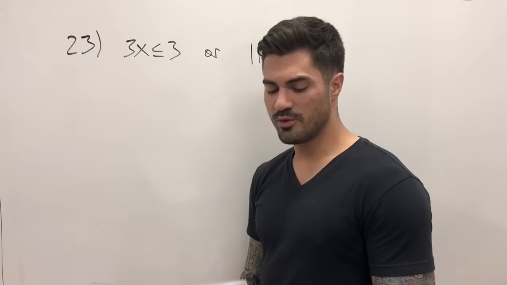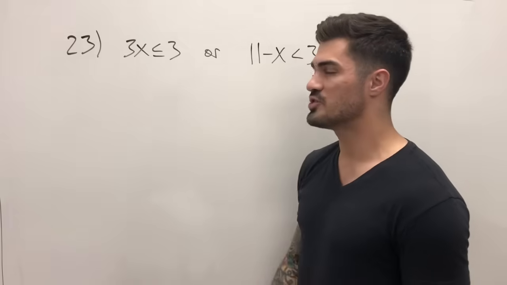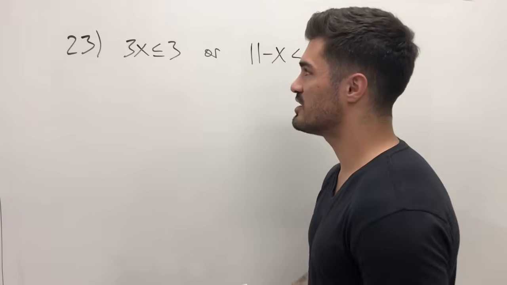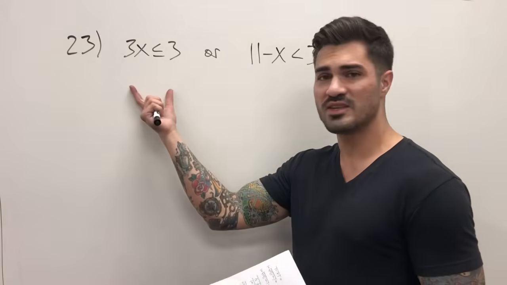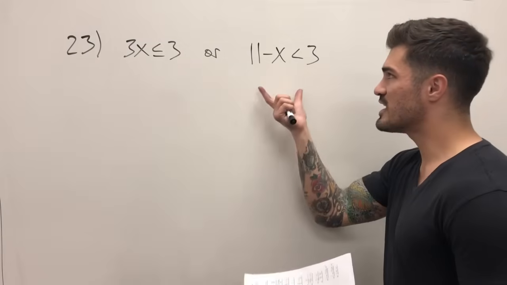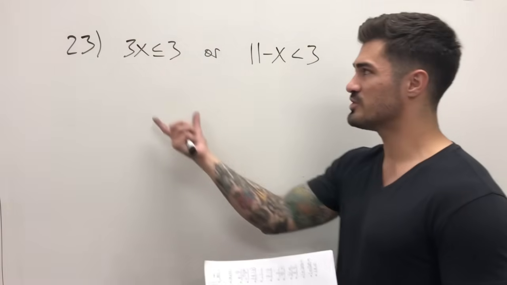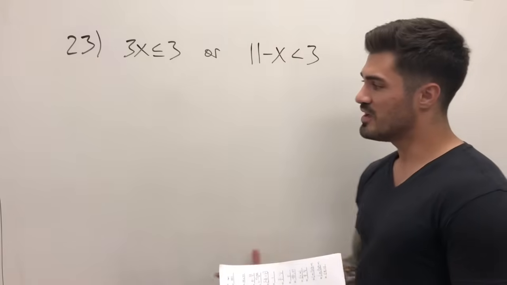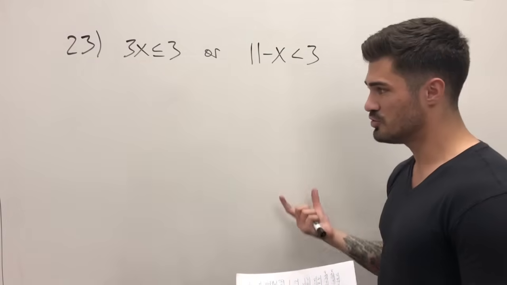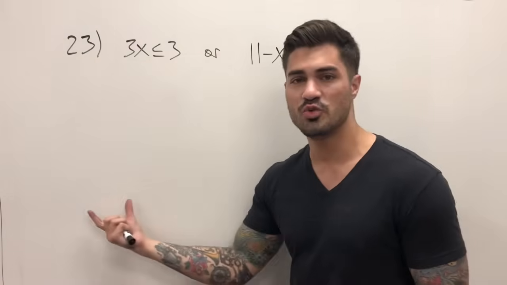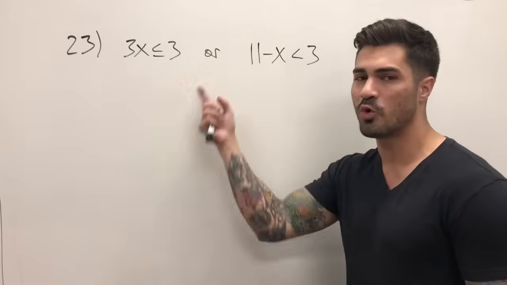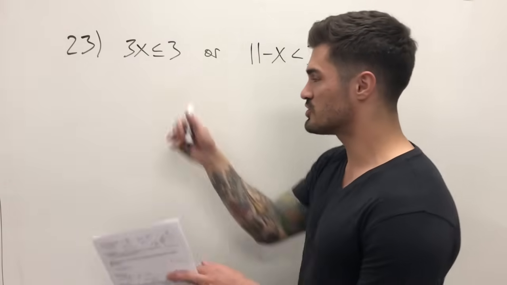All right, so for number 23, we have a compound inequality. My solution for x is going to be an x that satisfies this inequality or satisfies this inequality. So what I do is I work each one of these out. And the intervals that I have as solutions, my final solution is going to be a union of those 2 intervals, right? That's what OR means, is a union. So I'm going to go ahead and start with this guy here.